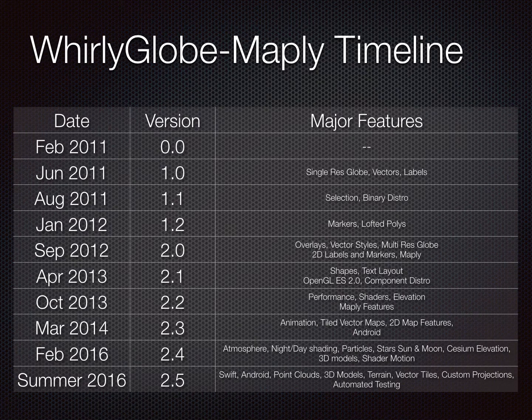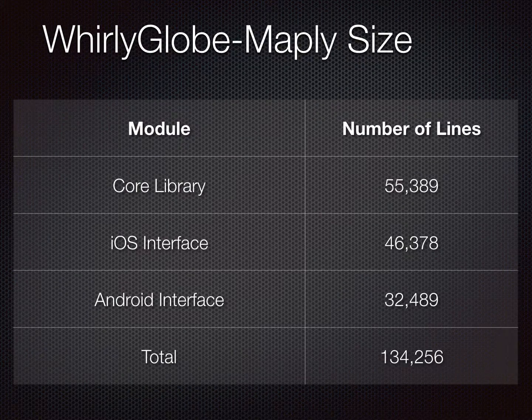The toolkit is more than 5 years old at this point. And what you can see from this is that we've been steadily adding features, and we've also been taking longer to do it. The time between 2.3 and 2.4 was quite considerable, and we're going to try to cut that down in 2.5 in the next version. The toolkit's gotten pretty large. It's up to 134,000 lines, split between a core library and an iOS and Android interface.